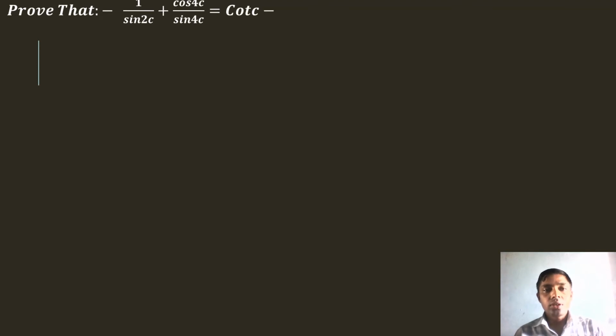We'll use the same concept for another question. So once we go for the next question, we again have a proving type of question. Now we have to prove that 1 by sin 2c plus cos 4c upon sin 4c is equal to cot c minus cosec 4c. Here also we can see it will be easy to take LHS. We can solve from RHS also, but it will be easy with LHS.